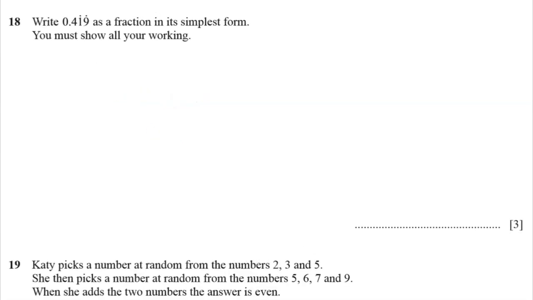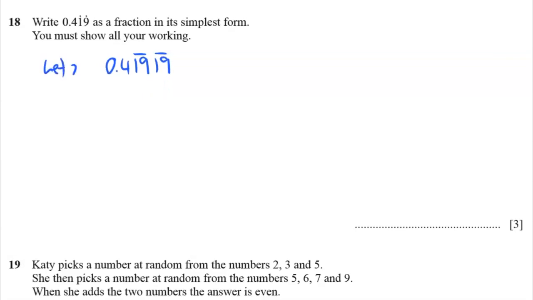Question 18, write 0.419 recurring as a fraction in simplest form. Show all your working. Okay, I like these questions. They're kind of fun to do. 0.419, that's the first occurrence of what's recurring, and that's the second occurrence of what's recurring. And so I like to put dashes over them. What we want to do is take the second occurrence and move it so that it's in place of the first occurrence.